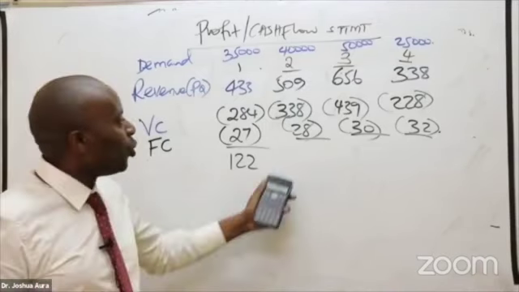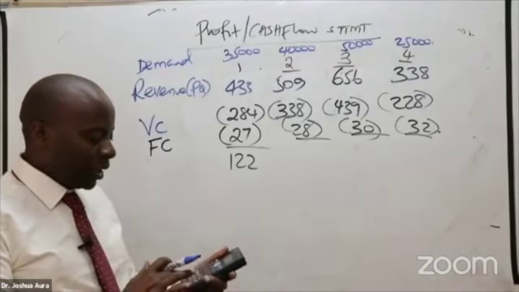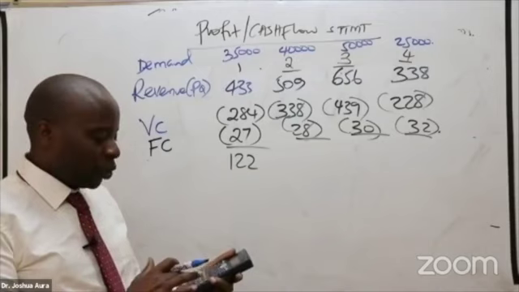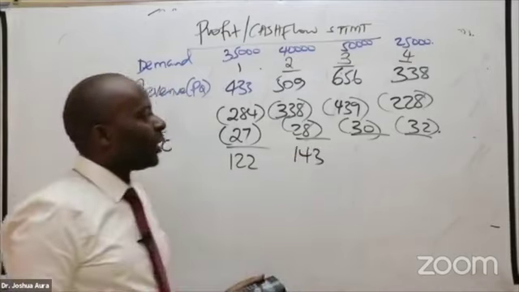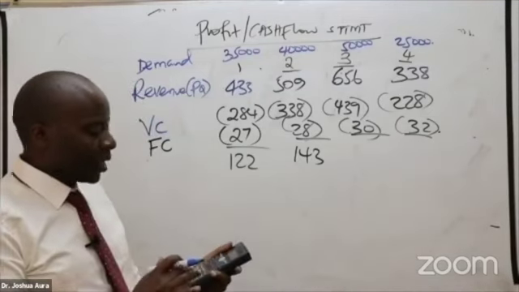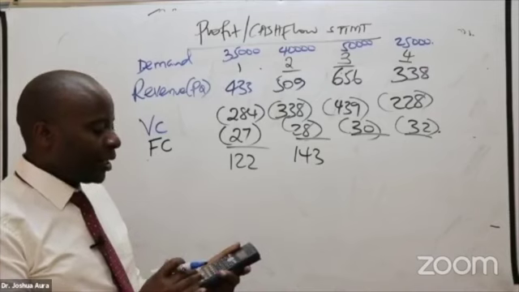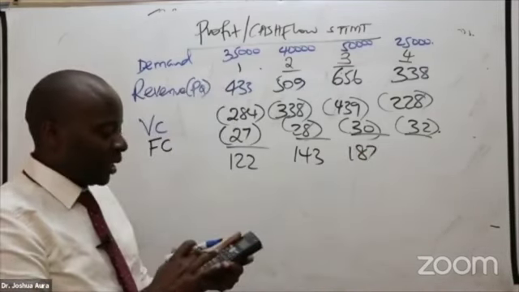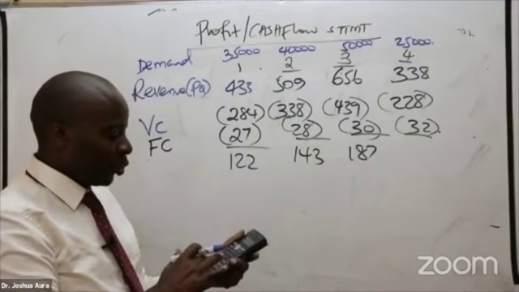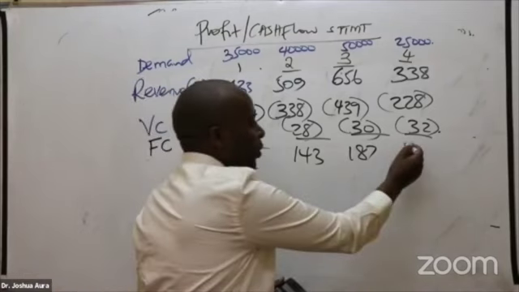Go to year two. Year two, we have 509 minus 338 minus 28 equals, which gives us 143. Then we have 656 minus 439 minus 30, which gives us 187. From there we have 338 minus 228 minus 32, which will end up giving me 78.